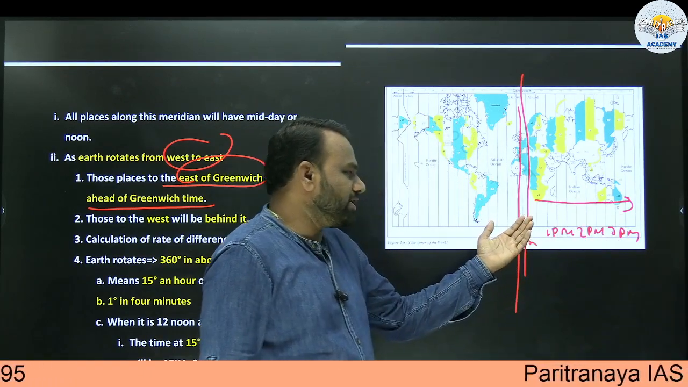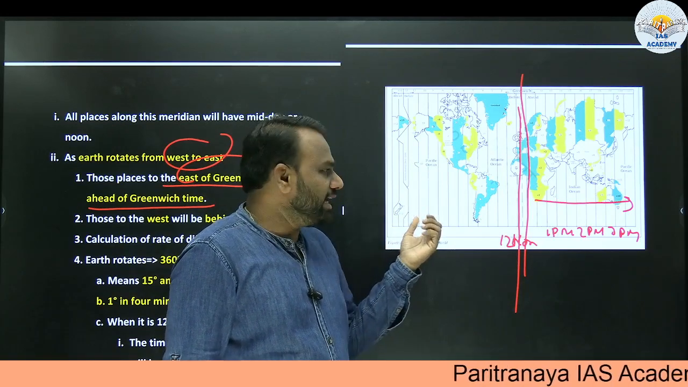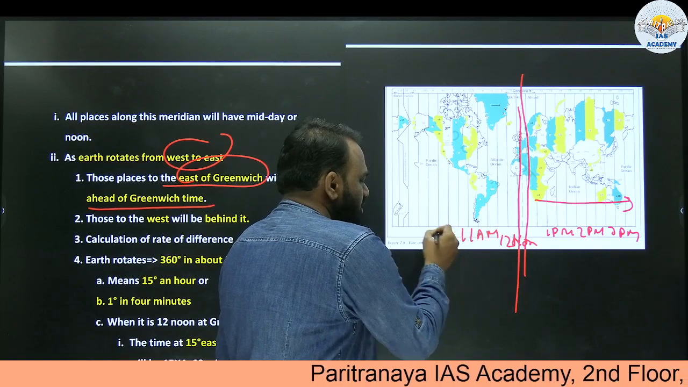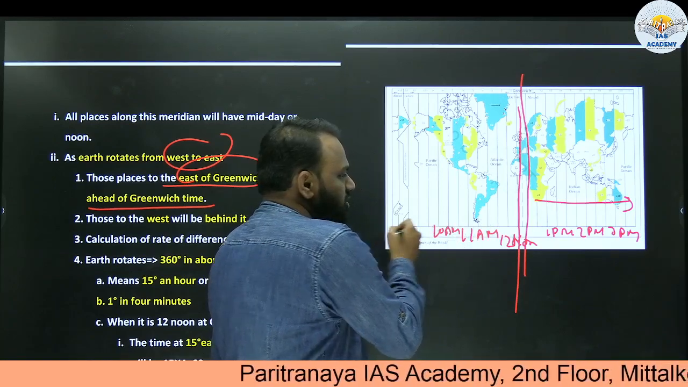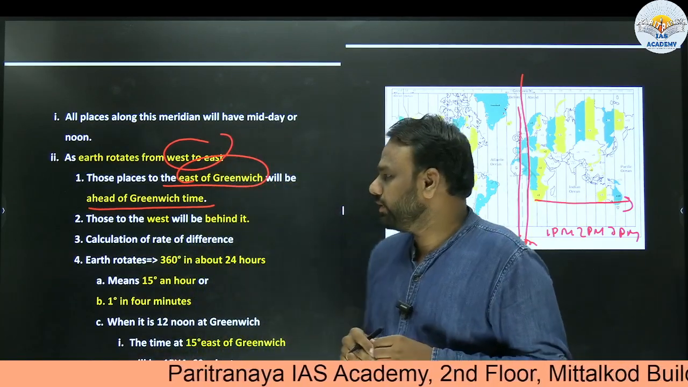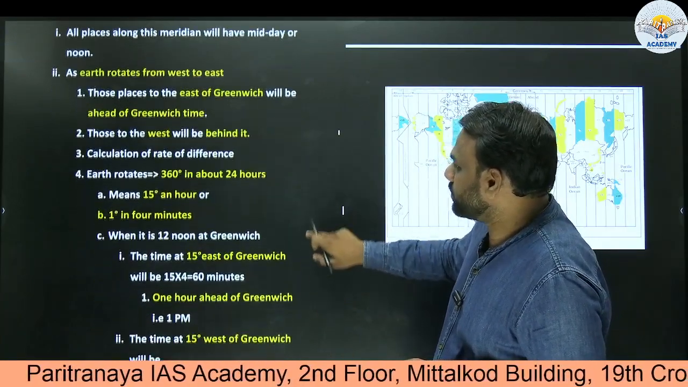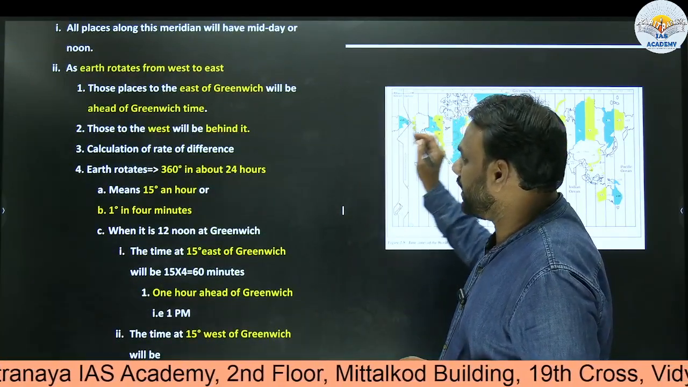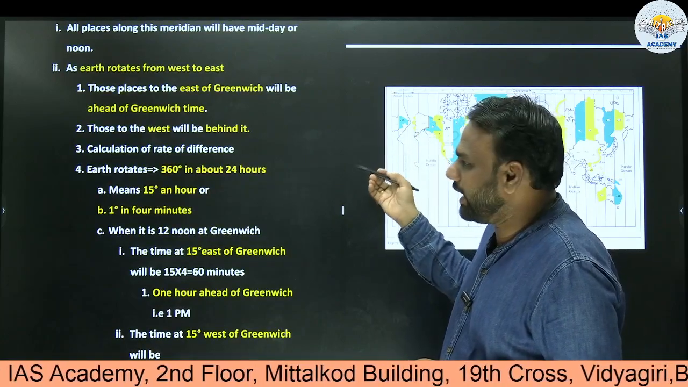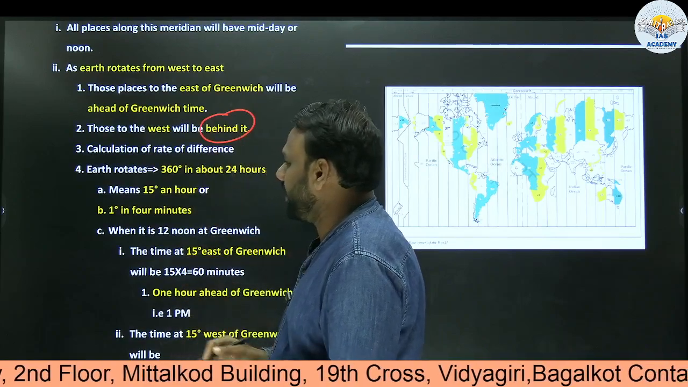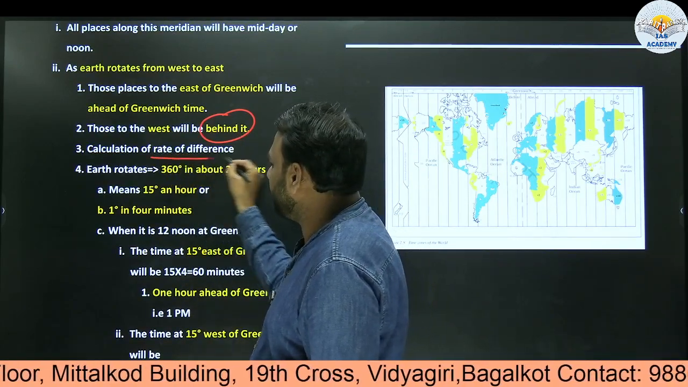Whereas places towards the west, their time will be lagging. So if it is noon here, then probably it may be 11 a.m. here, 10 a.m. here, and so on. Those to the west will be behind it. To the east, they'll be ahead in local time, and to the west, they'll be behind. So how to calculate the rate of difference?